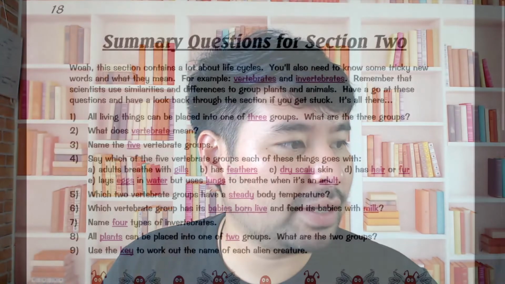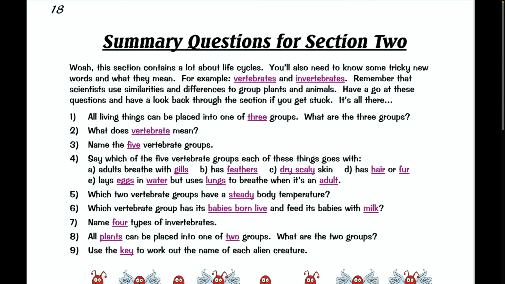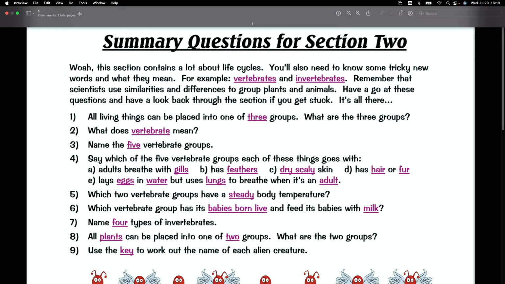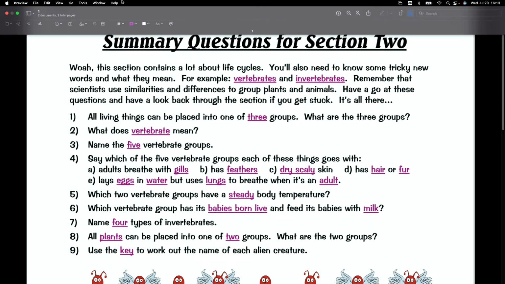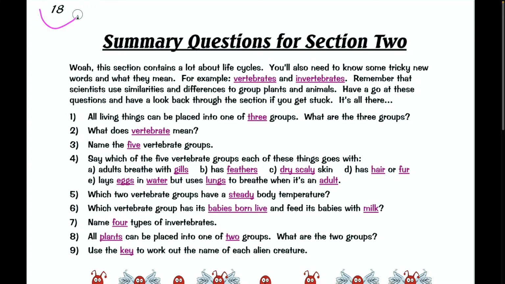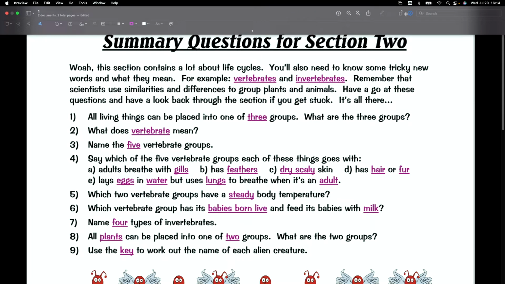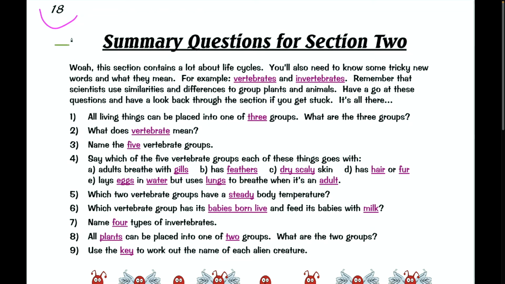Okay, so let's go. This is the summary question, okay? As you're gonna see, this is gonna be on page 18, right? Here is the number of the page, okay? I'm gonna change the color, okay? So just to not be the same as the color that we're gonna use here, we're gonna use green, okay? So, summary questions for section 2.